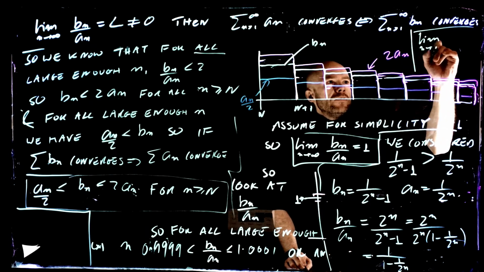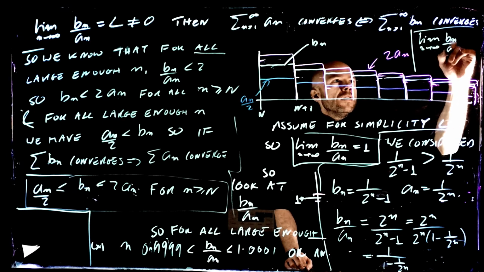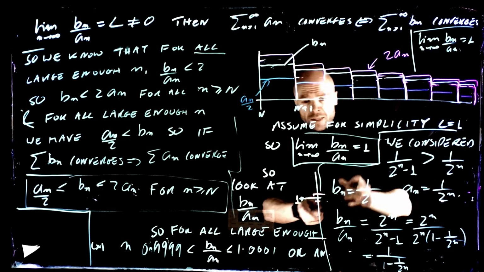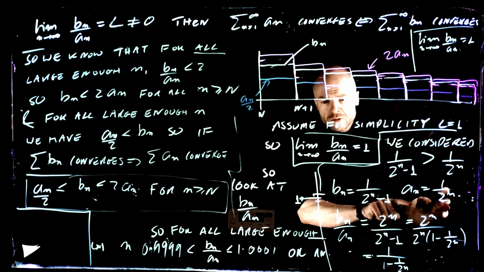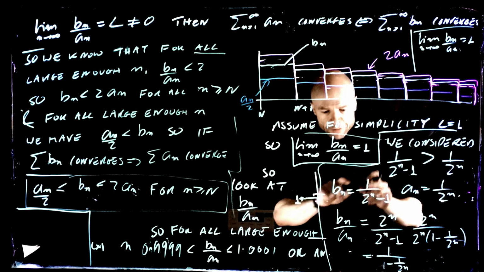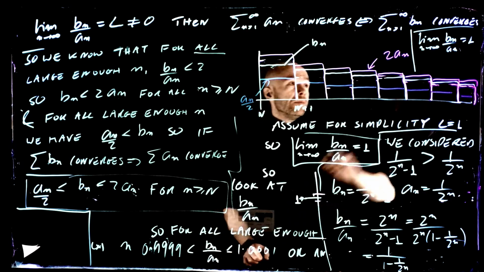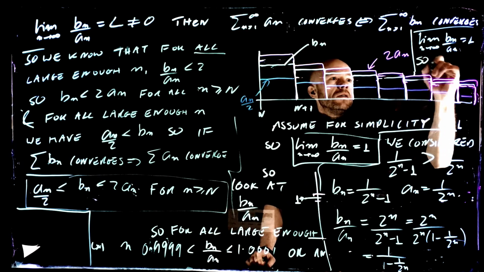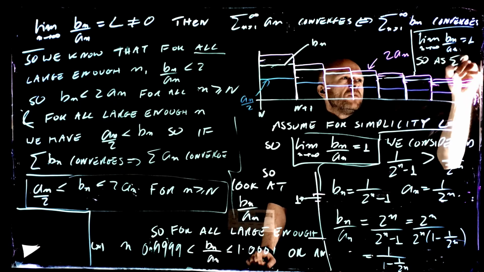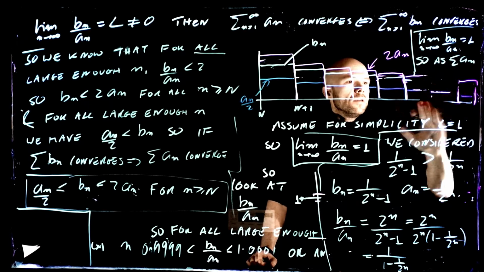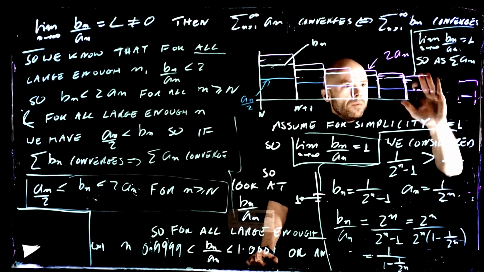So, put it over here. The limit as n goes to infinity of bn over an equals 1. Therefore, whatever an does, bn does, and vice versa. And we know an converges. We know an converges, therefore bn has to converge by this theorem. So, as the sum of an converges, therefore the sum of bn converges.